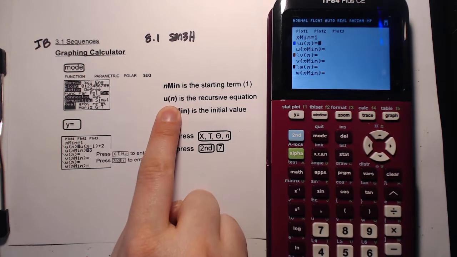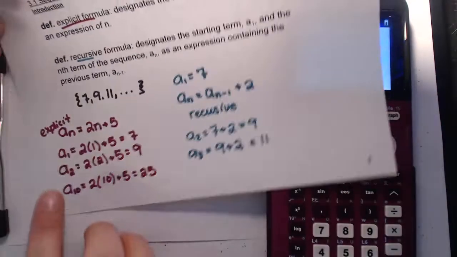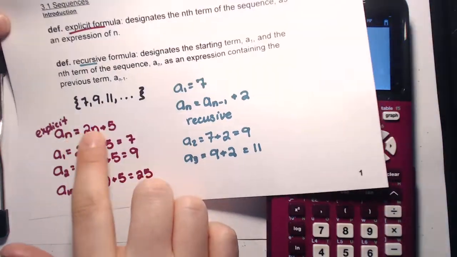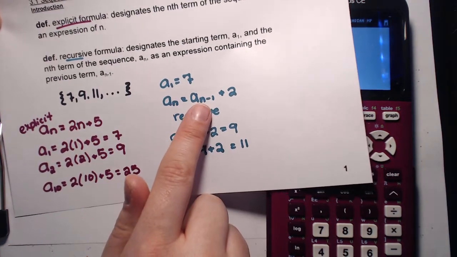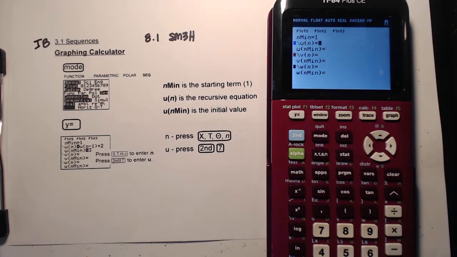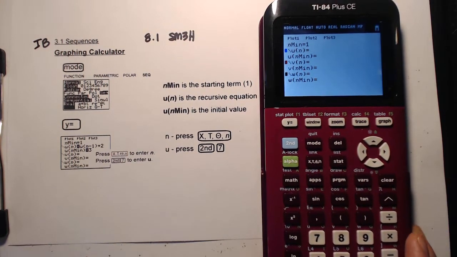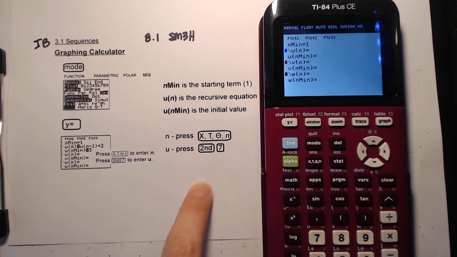So if we look back to our example from before, this is the one that I did before. That's your explicit. That would be my recursive, where I want the previous term plus 2. So this uses u instead of a, but all we're going to do is type in u of n minus 1 plus 2. Now to hit the u, you want second 7. So second 7 brings up u.